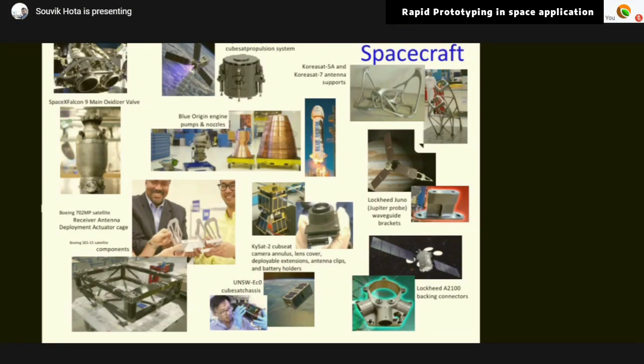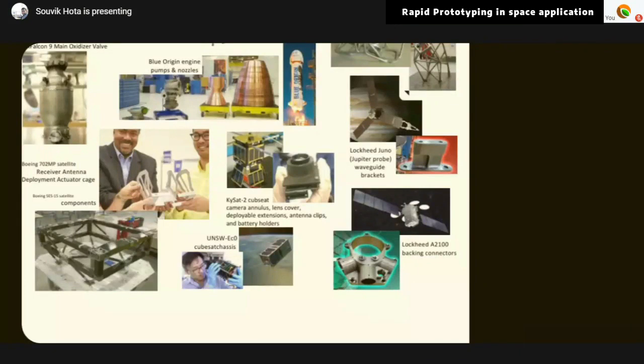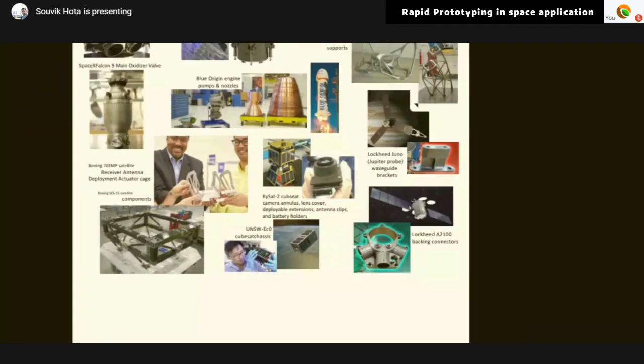In case of KoreaSat 5A and KoreaSat 7, antenna supports have been made. And then some crew modules, and we can see Lockheed A210 packing connector also be made with the help of this rapid prototyping technique, and some nozzle parts, some satellite supports. So this kind of thing, and you know, very recently that Columsat has been launched in the name of Dr. APJ Abdul Kalam, that Columsat also having many parts made from this rapid prototyping additive manufacturing technology.